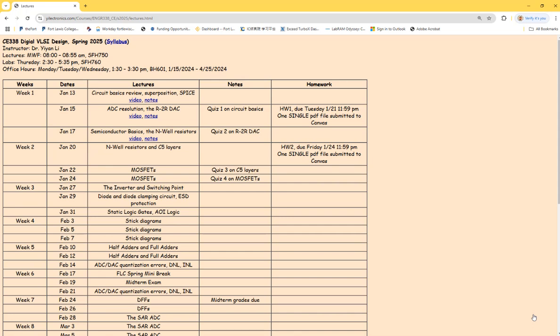And there will be a quiz on Wednesday about C5 layers. Basically just drawing. I'm going to cover this topic today. So see what's really going on. And MOSFETs operations will be a really short quiz. Very simple. Just draw IV curves of MOSFETs.